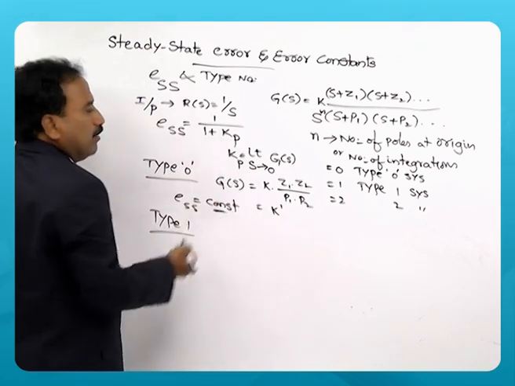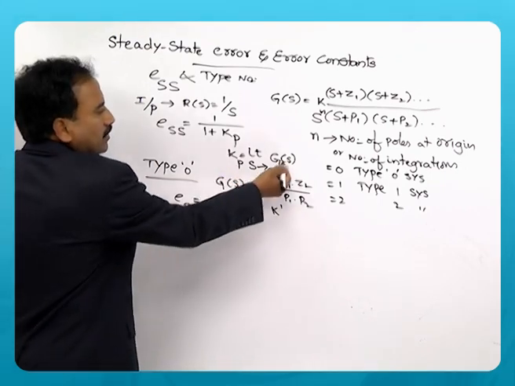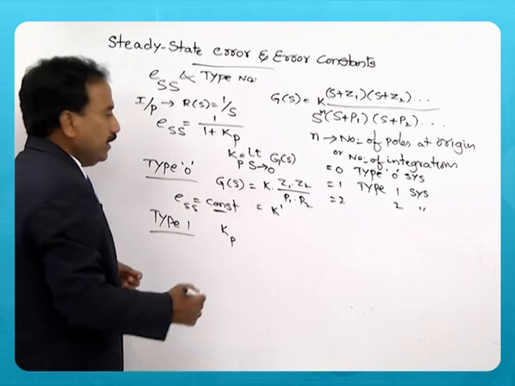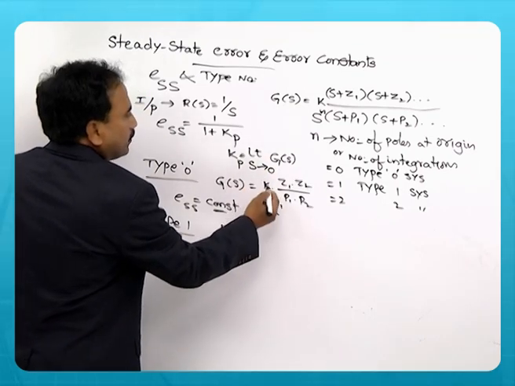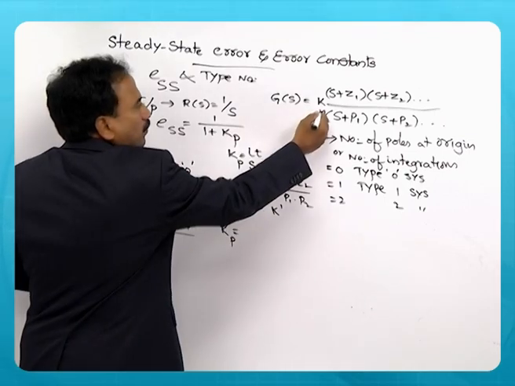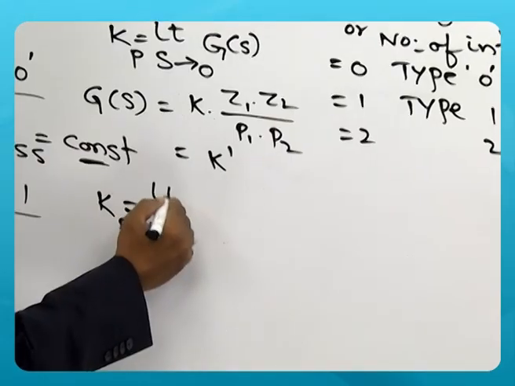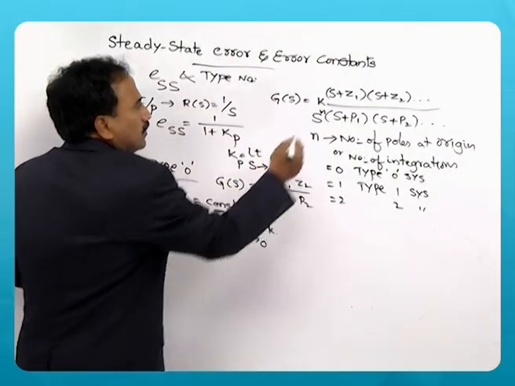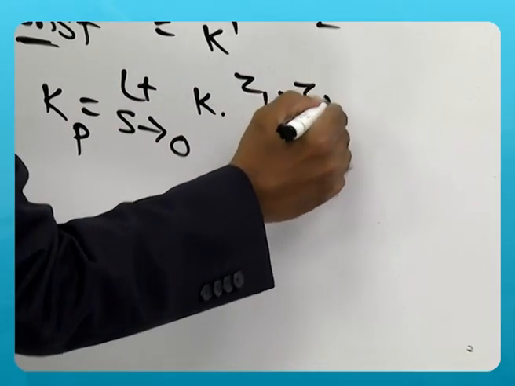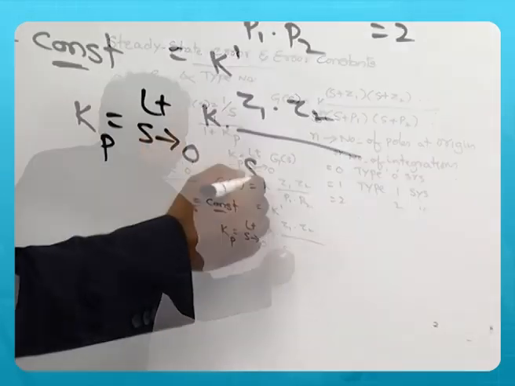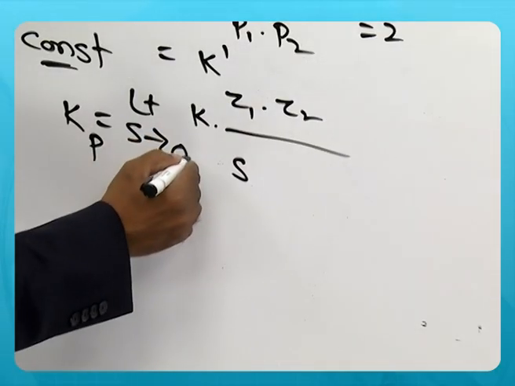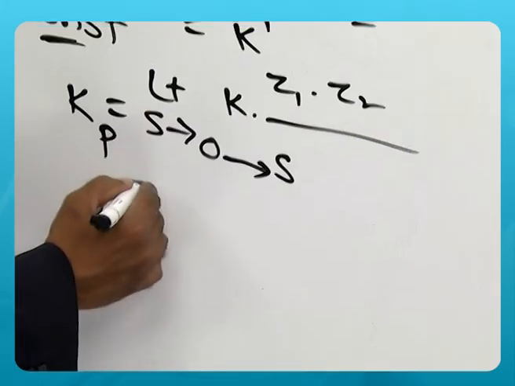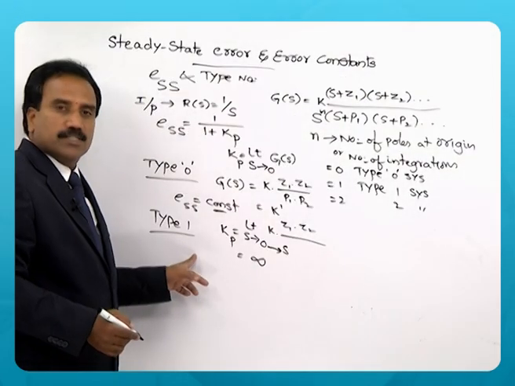Then if you calculate Kp for that, Kp is given by this function. So, what happens to the Kp? The Kp is given by limit s tending to 0 of g of s, but there is one pole at origin here. So, limit s tending to 0 k, constant originally. So, z1, z2 and all you have in the numerator, but there is one pole at origin s, and this 0 when you substitute here, the Kp value becomes infinite. Kp becomes infinity if it is a type 1 system.